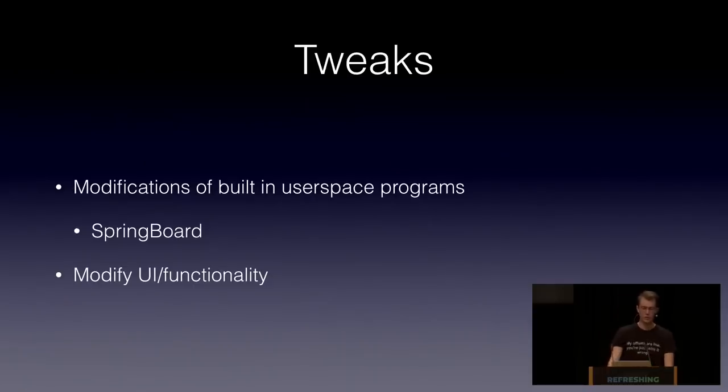So what are these tweaks? Tweaks are usually modifications of built-in user space programs. For example, one of the programs is Springboard. Springboard is what you see if you turn on your phone. This is where all the icons are at. Usually, you can install tweaks to, I don't know, modify the look, the behavior, add functionality, just customization. This is how it started with jailbreaking.